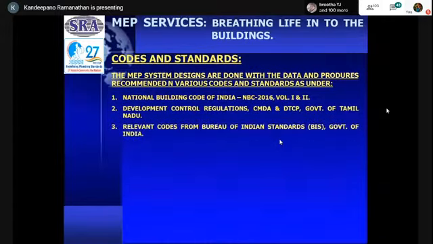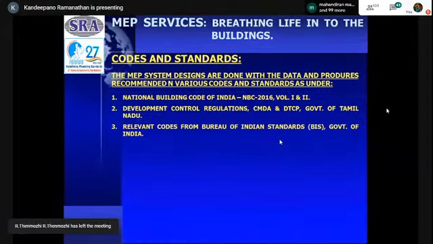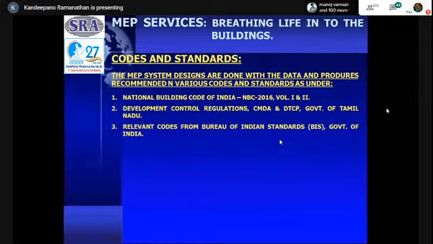Relevant code number 3. Relevant codes from Bureau of Indian Standards, which is commonly called as IS codes, from Government of India, again published through Ministry of Urban Development. So these two, National Building Code plus IS codes, will cover the entire requirement of the design codes and standards for all engineering. NBC has got Section 4, Fire and Life Safety, Section 9, Plumbing Services, Section 8, Electrical and Air Conditioning Services, like that.